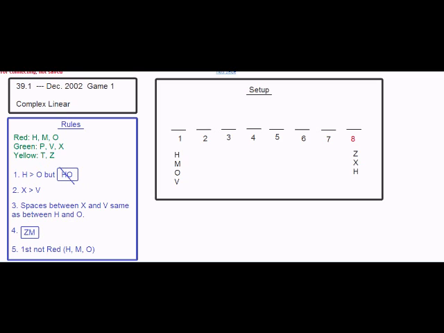Okay, so let's look at Prep Test 39 Game 1, which is from December 2002. So the first game from December 2002.